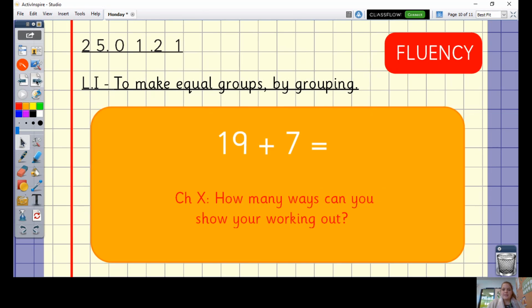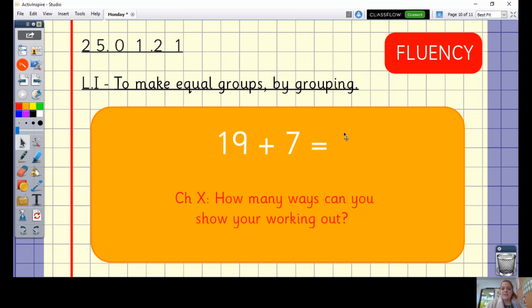Okay, so as the final fluency number sentence to end our maths today, 19 add 7. Okay, and your challenge X, how many ways can you show your working out? Maybe you could show me on a number line. Maybe you could show me drawing base 10. You could even show me drawing 10 frames if you wanted to. Okay, how many ways can you show your working out for 19 add 7?